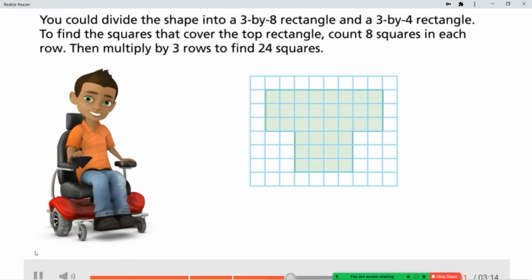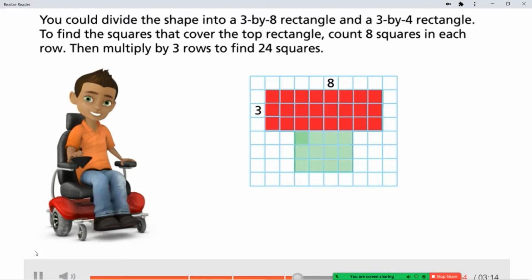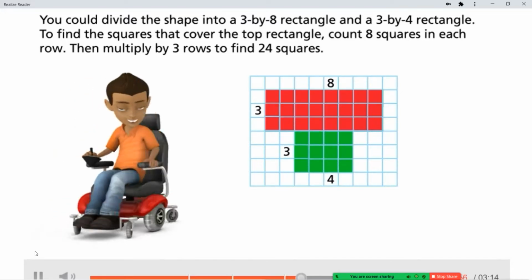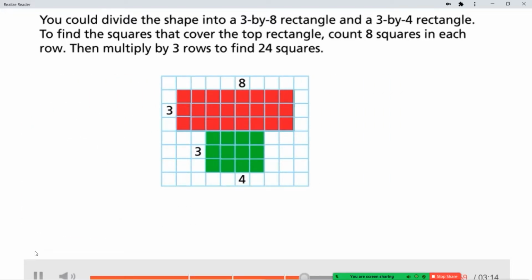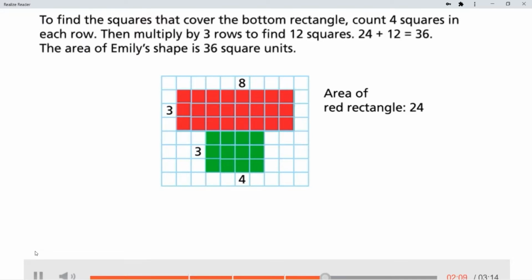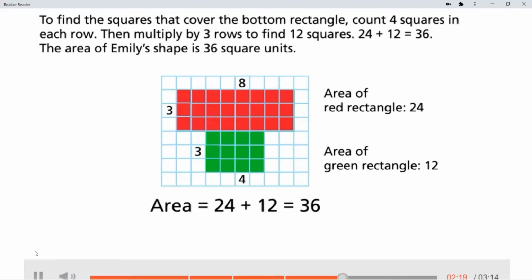You could divide the shape into a 3x8 rectangle and a 3x4 rectangle. To find the squares that cover the top rectangle, count 8 squares in each row. Then multiply by 3 rows to find 24 squares. To find the squares that cover the bottom rectangle, count 4 squares in each row. Then multiply by 3 rows to find 12 squares. 24 plus 12 equals 36. The area of Emily's shape is 36 square units.